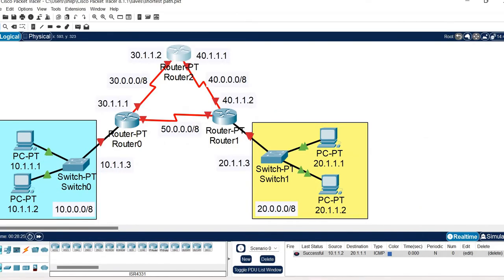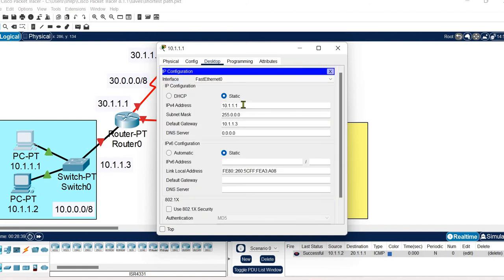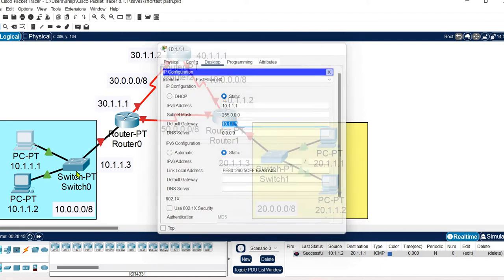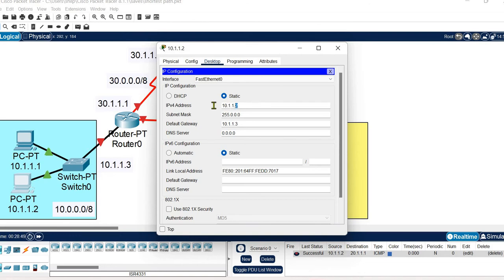Here we have already added the nodes and already performed the configuration of the hosts, and labels are also added to make things clear. So let's check the configuration of these hosts. The first host in the network is 10.1.1.1 as we have already discussed, and the gateway is 10.1.1.3. For the second host, this is the IP address 10.1.1.2 and this is the gateway.